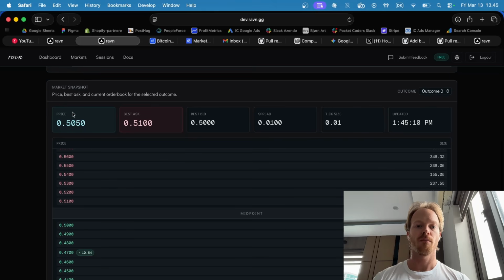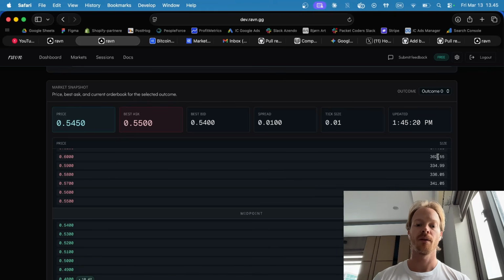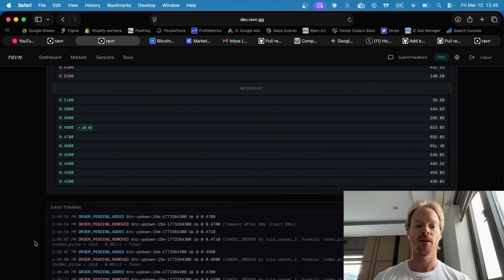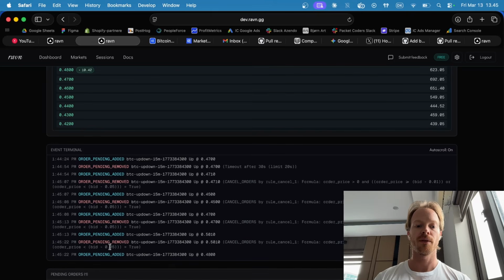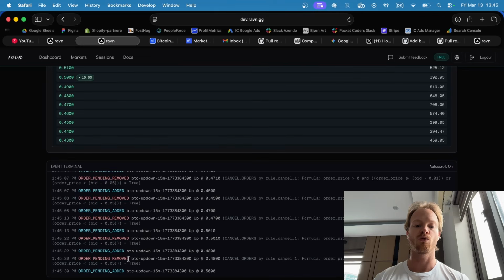And you can see the current mid price, you can see the best ask, best bid, the spread, and the tick size. And you can also see when it has been updated last time. And you can see how now it moves down. Actually, oh, now it moves up again. And you can follow along here that what happens is it's actually getting removed. So when it fell down too much, it got removed automatically.